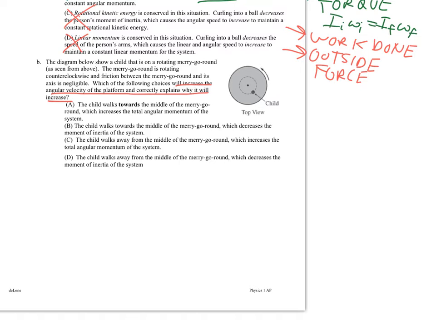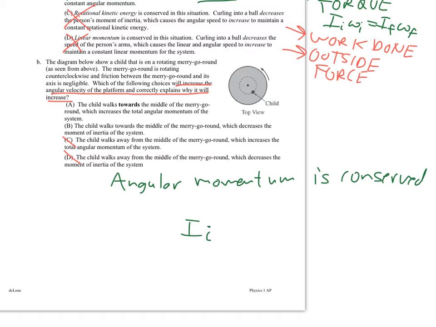We know that we want to walk towards because that's going to decrease the moment of inertia. Moving away would increase the moment of inertia. For this one, we're really thinking about conservation of angular momentum. Angular momentum is conserved because there are no outside torques in this situation. So our initial moment of inertia times our initial angular speed equals our final moment of inertia times our final angular speed.